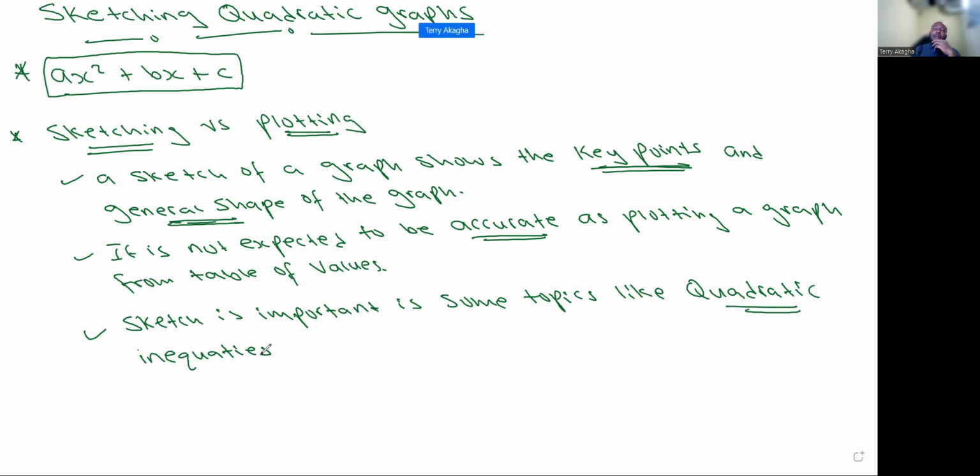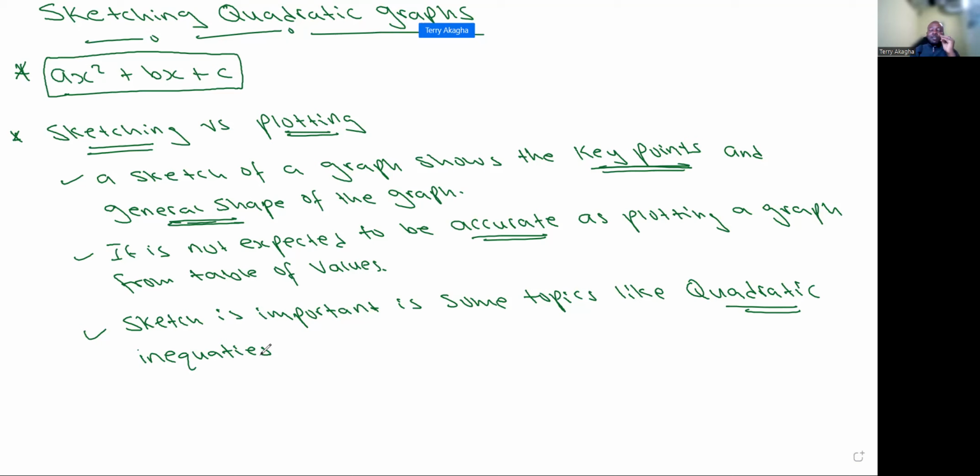It will be very important that you understand how to sketch, because when we get to quadratic inequalities, we're going to use the same concept. We're going to apply that and then see the area of solutions and the rest of it. So that will be later. Let's focus on what we have today.